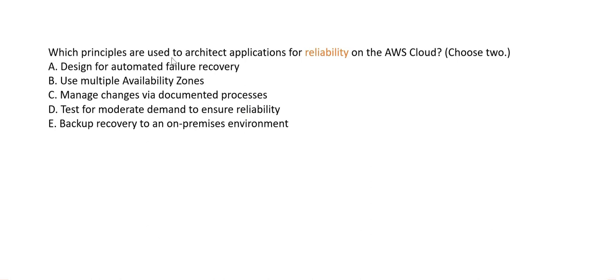Which principles are used to architect applications for reliability on the AWS cloud? You have to choose two answers, and what you have to do is you have to answer reliability. This is your keyword. Let's whiz through the options. First option says design for automated failure recovery.